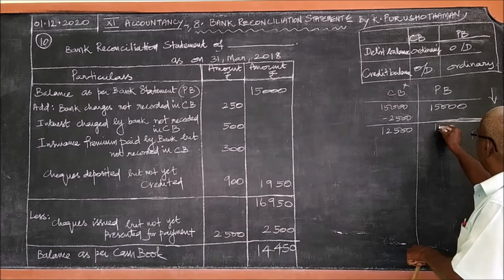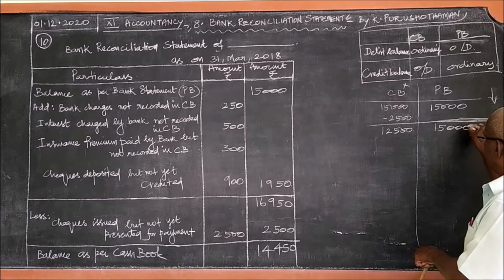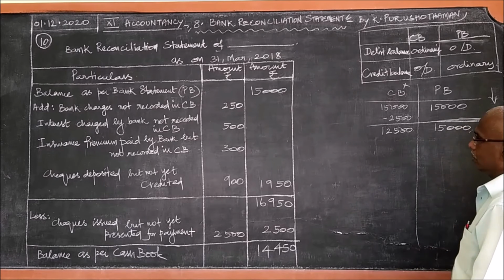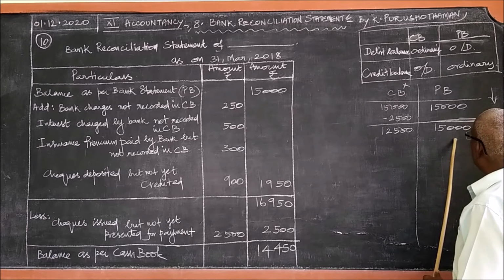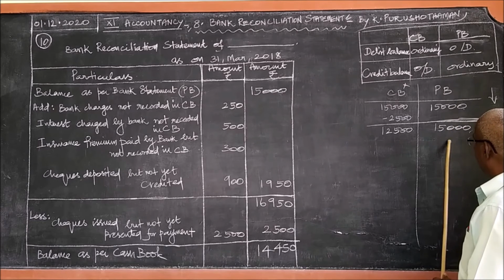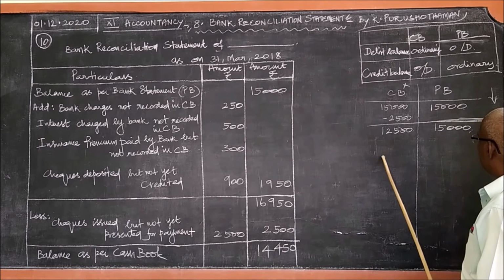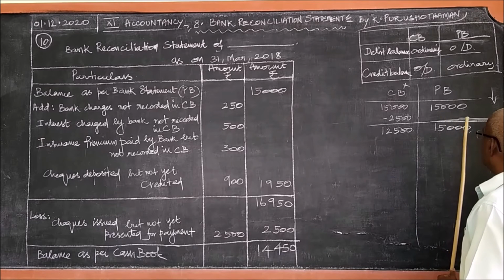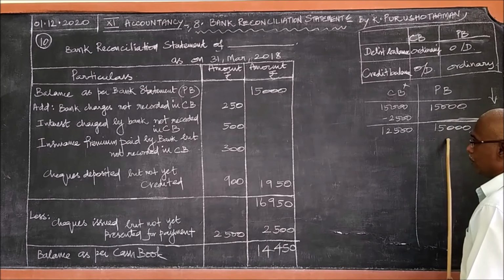Therefore, the balance will remain the same. The 15,000 will remain as it is. So, in the passbook, the balance is higher. To equalize these two balances, what must we do? We should reduce the balance, therefore less.